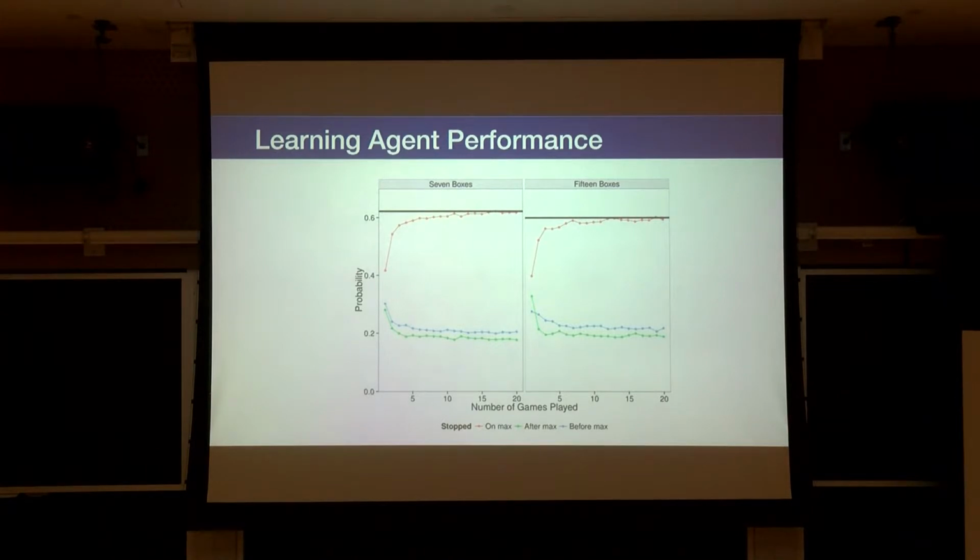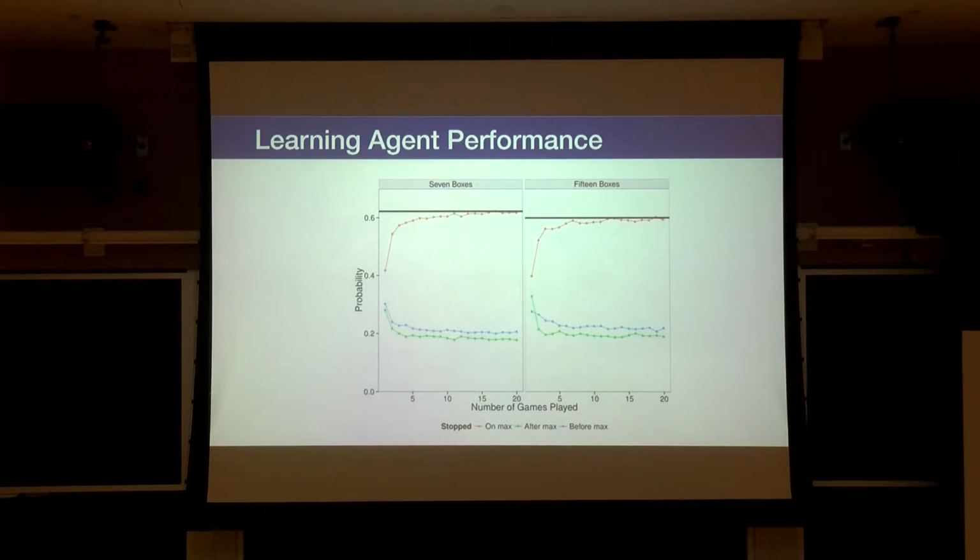So how does the agent do? Why don't I tell you about this graph? Okay, so on the x-axis, we've got the number of games that the agent has played. So we simulated up to 20 plays for the agent. The y-axis has probabilities, okay? The red line here is the win rate of the agent. So how often did it win after that number of games? The black line is the optimal win rate that you would get if you knew the exact distribution and you were playing exactly optimally. And the blue and green line represent the loss rate.